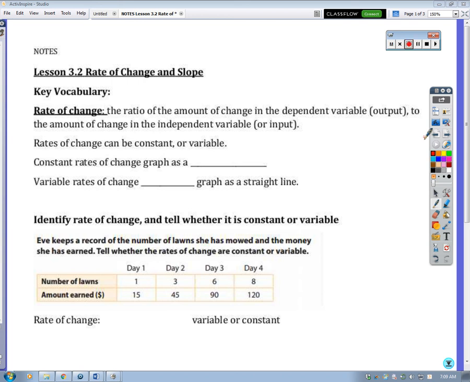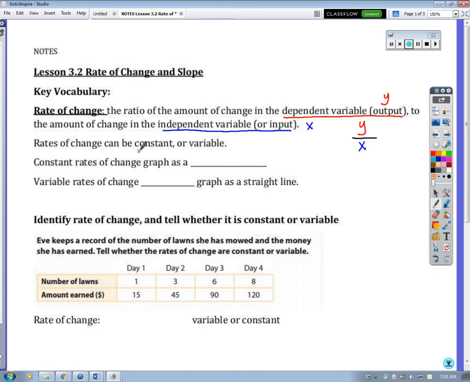Okay, Math 8 students, here we go with lesson 3.2, rate of change and slope. Starting out again with a little key vocabulary, we have the term rate of change. Rate of change is the ratio of the amount of change in the dependent variable, or the output, we also know that as y, to the amount of change in the independent variable, which we usually refer to as x. So it's a ratio of y over x. Rates of change can be constant or variable.